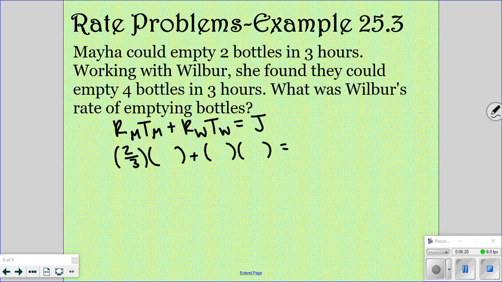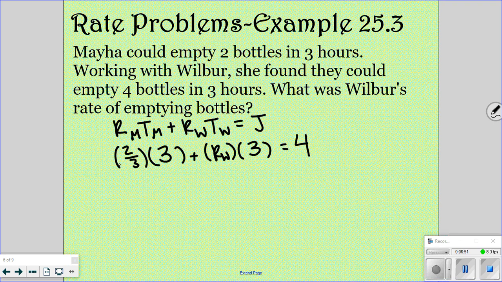And then working with Wilbur, she found that they could empty 4 bottles in 3 hours. So that's not Wilbur's rate, that was them together. The way you're going to convert this into information you can use in your formula: their job, they completed 4 bottles in 3 hours working together. And so that means we're going to be able to find the rate of Wilbur, which is what it asked for. What was the rate of Wilbur? So that's how you would set that up.